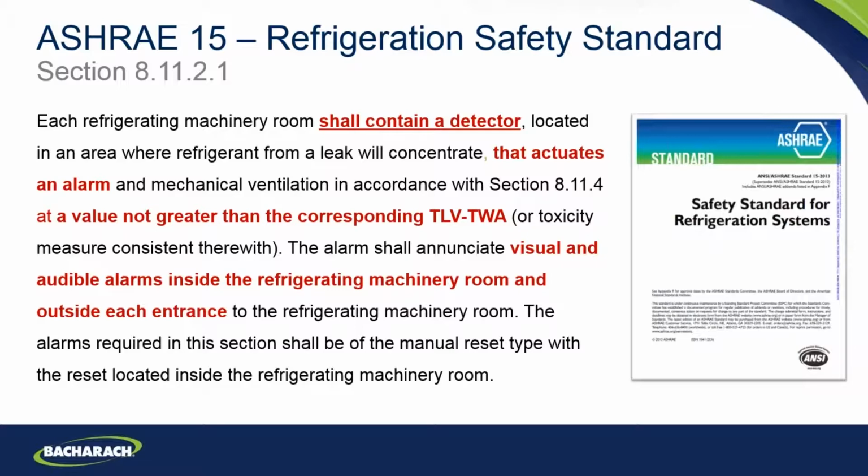Also important to note that the detection in place should be able to enunciate both visual and audible alarms inside a machinery room and outside each entrance. This means that anybody who's within the space, if there is a refrigerant leak, is alerted and can exit to a safe area, or if there is a problem inside the room, it ensures that somebody doesn't enter unwittingly into that space where there could be a hazard.